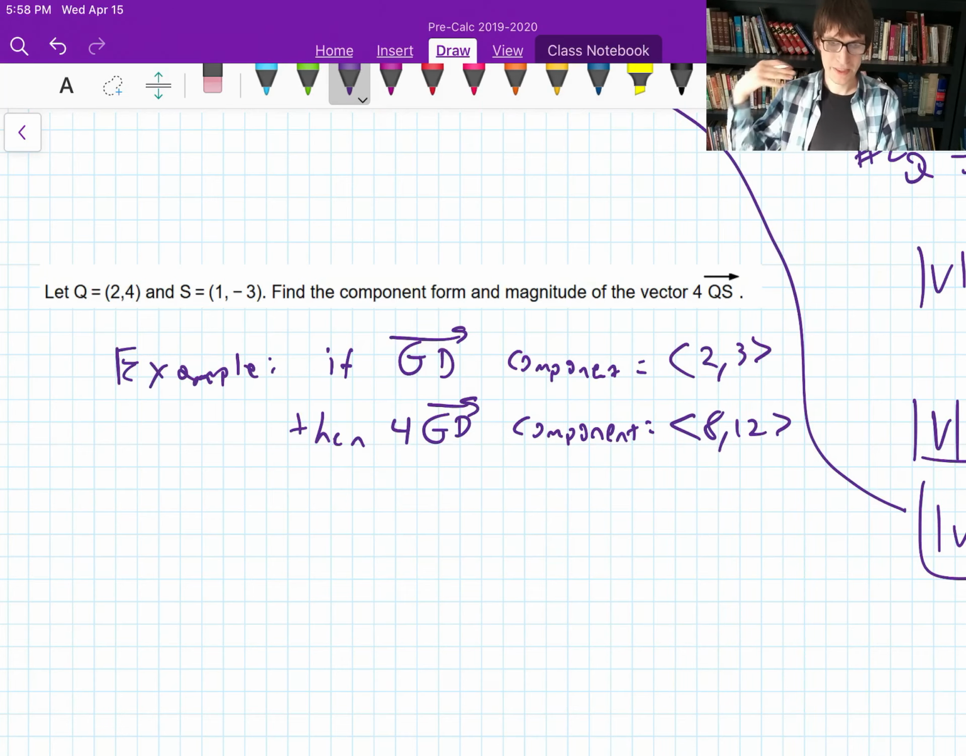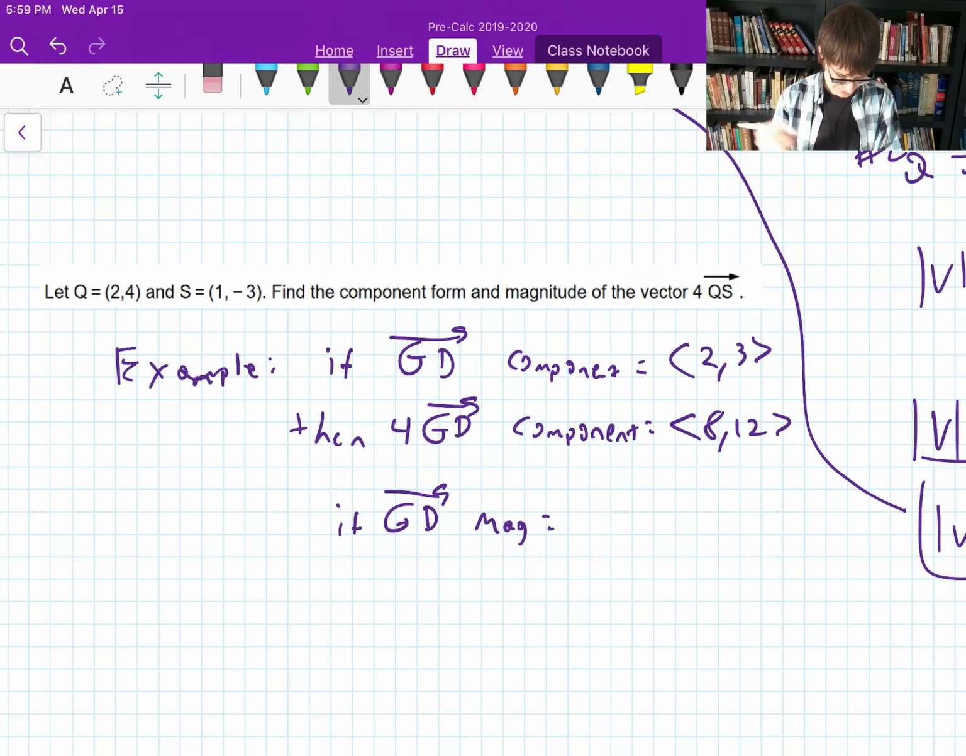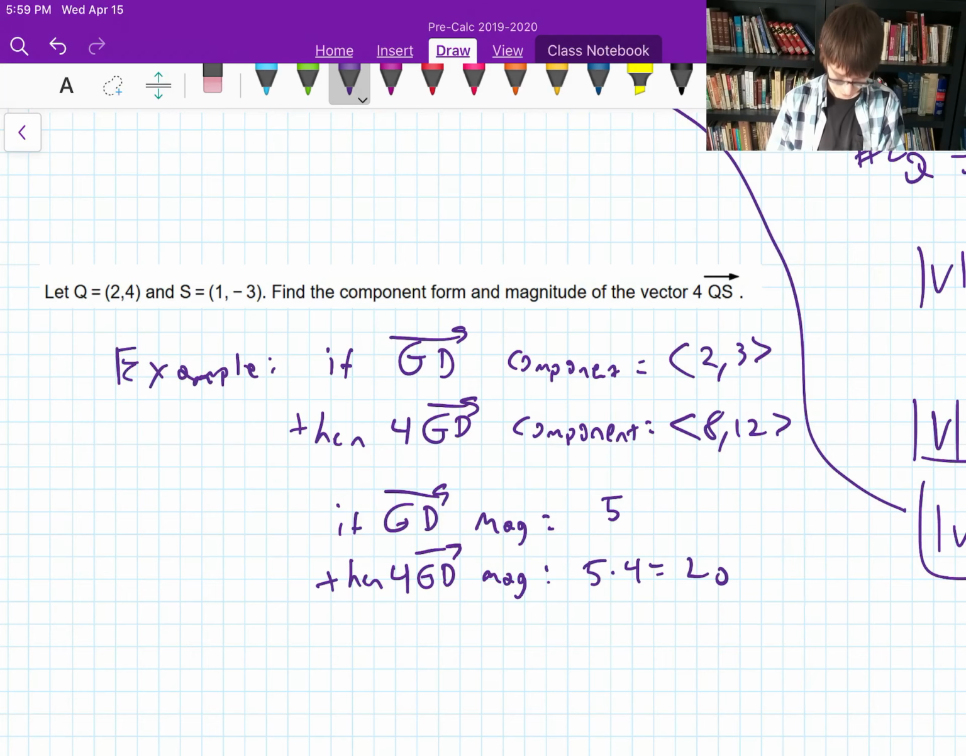And same thing with the magnitude. If GD magnitude equals, let's say, 5, then for 4 GD the magnitude is exactly what you might expect: 5 times 4, which is 20. And that's all there is to it. So if there's a number beside it, multiply it through. That's all we need to know there.